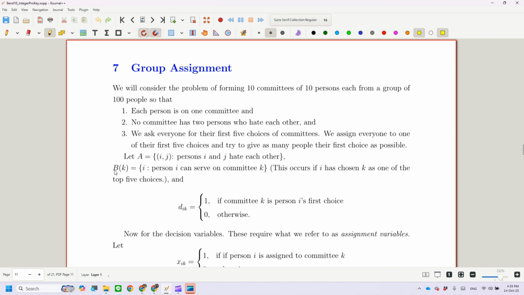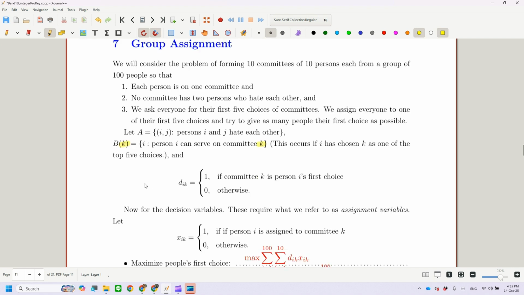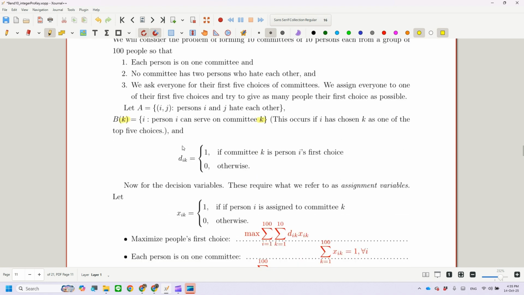We also define the set B index K. The set B index K is the persons I who can serve on committee K. So there's an index K here and K here. This occurs if person I has chosen K as one of their top five choices. These are just the parameters. So d_ik equals 1 if committee K is person I's first choice and 0 otherwise.